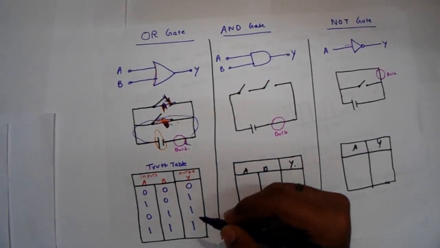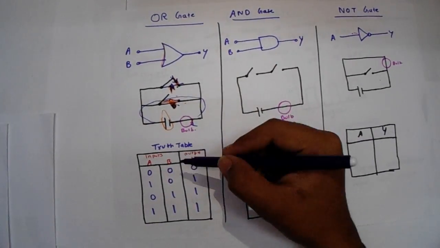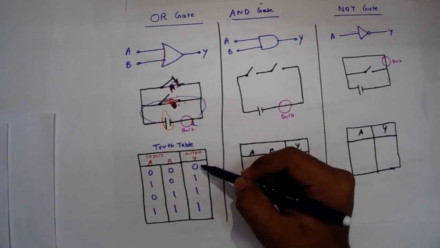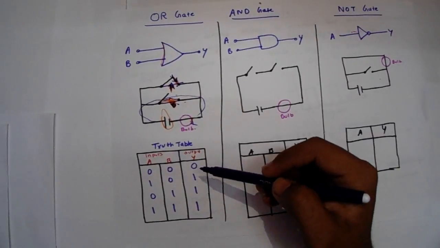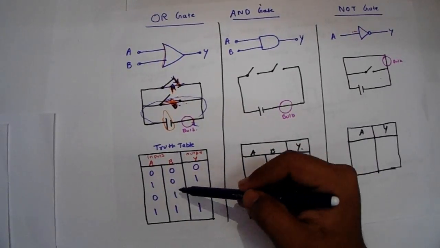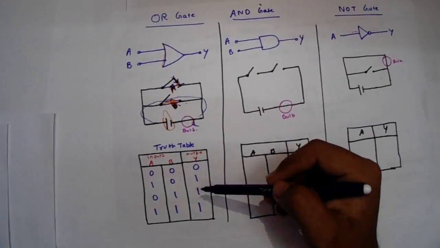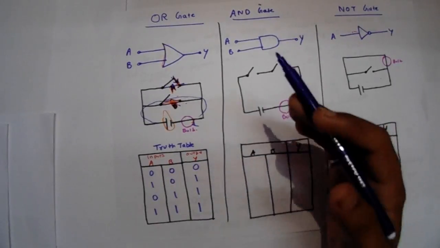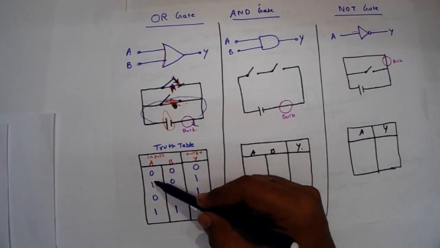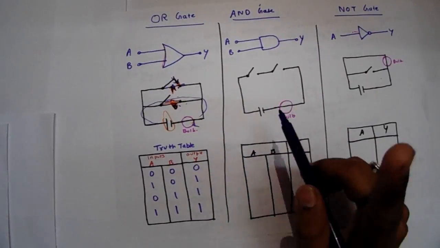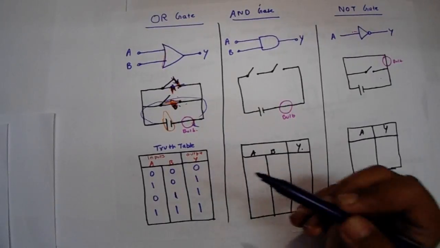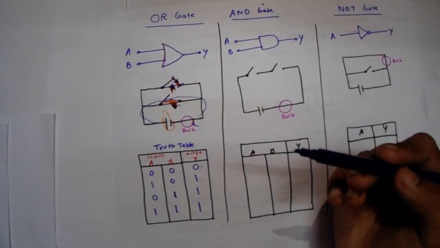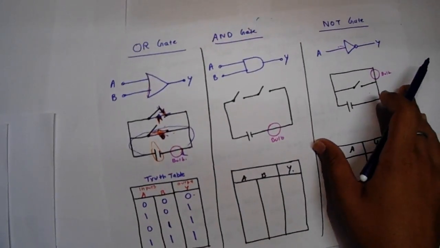So this is the truth table for the OR gate. You can see for 0 0 we have output as 0, for 1 0 we have output as 1, for 0 1 the output we get is 1, and for 1 1 we get 1. A simple trick to remember is, if any of the inputs has 1 in it, the output will be 1. If none of the inputs have 1, the output is going to be 0. Moving on.